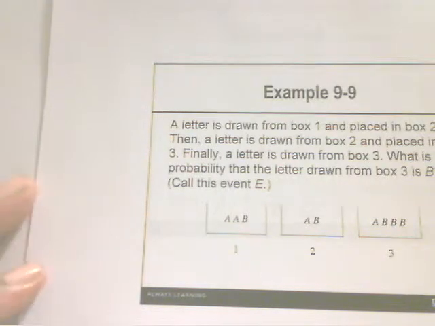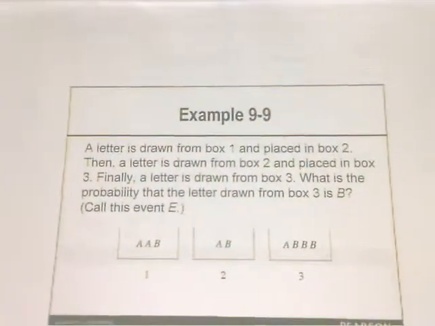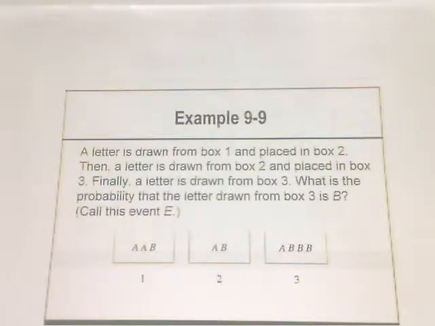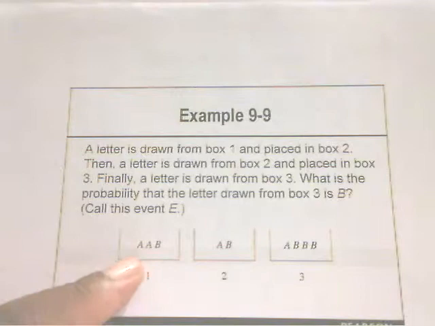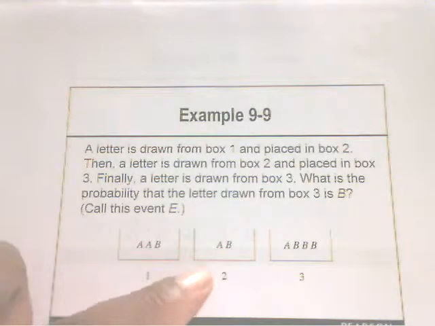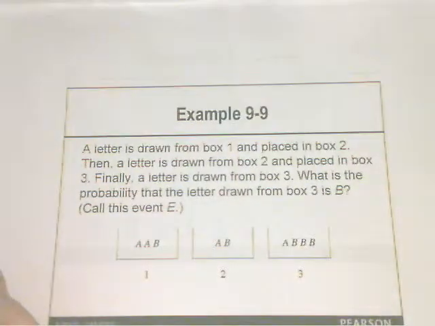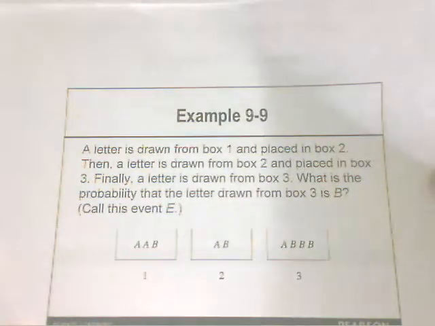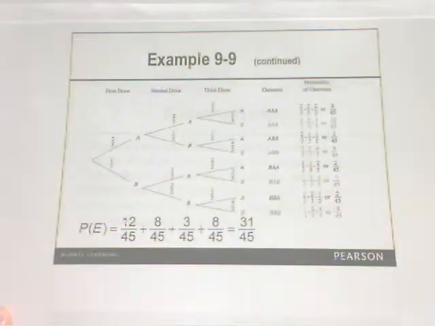Okay, here's another example. A letter is drawn from box 1 and placed in box 2. Then a letter is drawn from box 2 and placed in box 3. Finally, a letter is drawn from box 3. What's the probability that the letter drawn from box 3 is B? You're going to call this event A. So here, in box 1 you have A, A, and B. Box 2 you just have A and B. Then box 3 you have A, B, B, B. And here's the tree diagram for that.